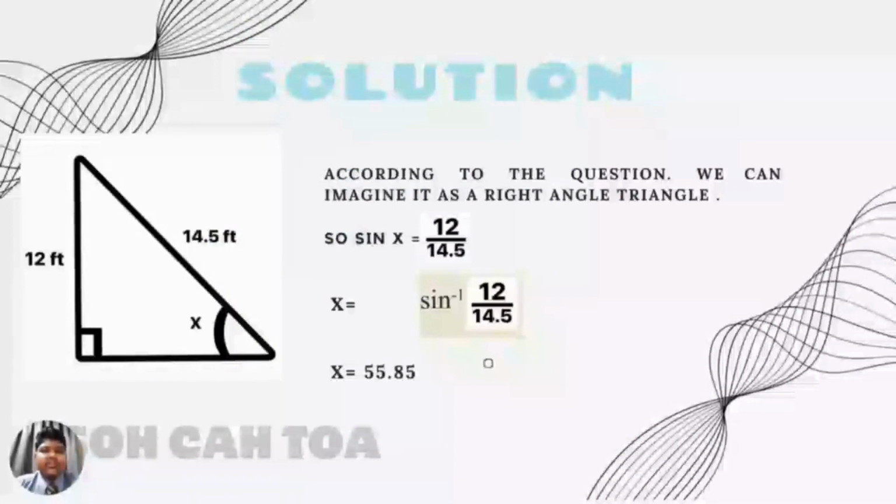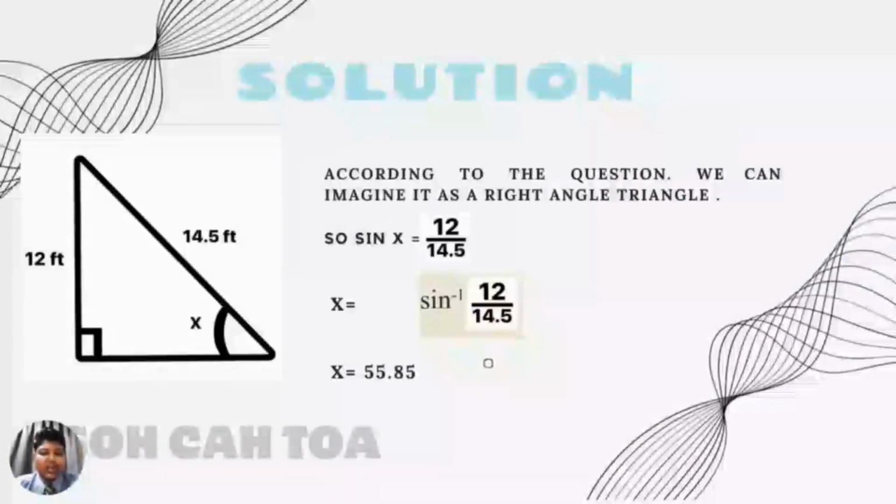So based on the SOH-CAH-TOA formula, we can see that we have the length of the hypotenuse and the length of the opposite, which means that we can only use SOH for this question, which is opposite over hypotenuse. So as you can see, the S in SOH stands for sine. So using the length of the hypotenuse and the opposite, we can use this formula, opposite over hypotenuse.